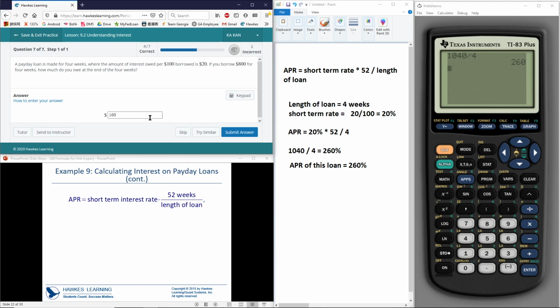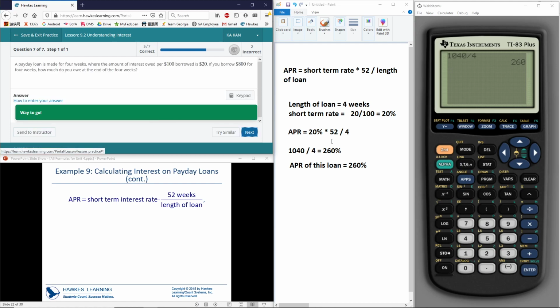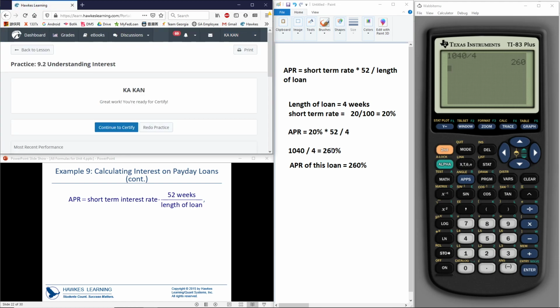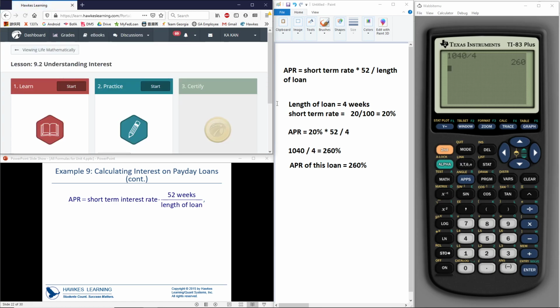Oh, my bad. 160 plus the 800. So that's 960. So this one's not too bad. It's just that if they ask you for the interest rate, that's a lot higher. And that's the end of 9.2.